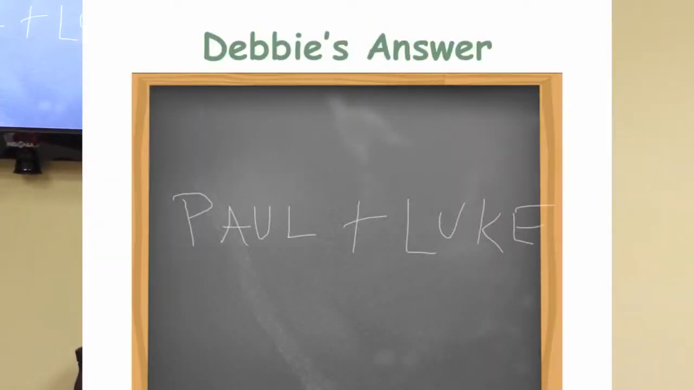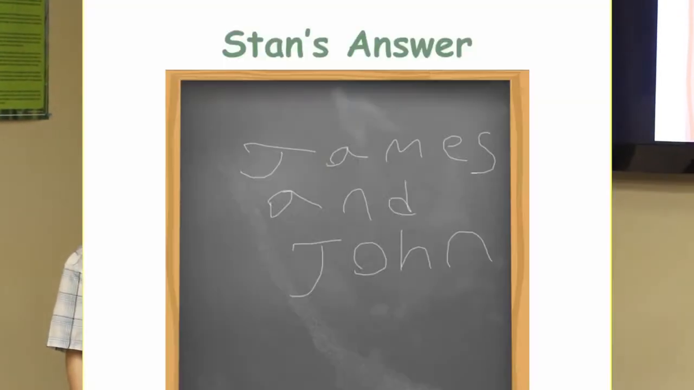Are you guys done? Okay. Let's look at Debbie's answer. She wrote Paul and Luke. Are you sure about that answer? No. Okay, well, let's look at Stan's answer. It's James and John. So you guys have different answers. Would you like to use your save? Yes. Okay, do you want to know how it works? Yes.